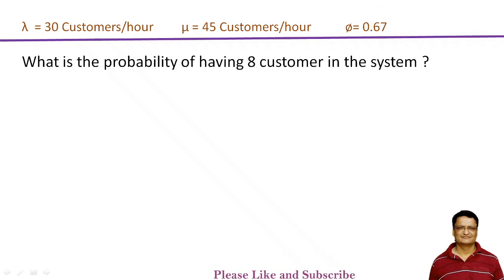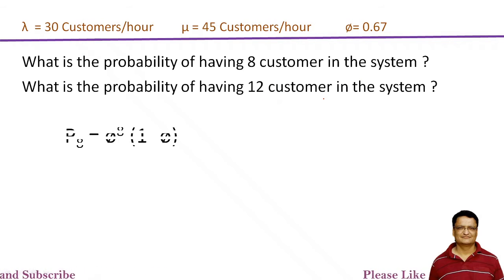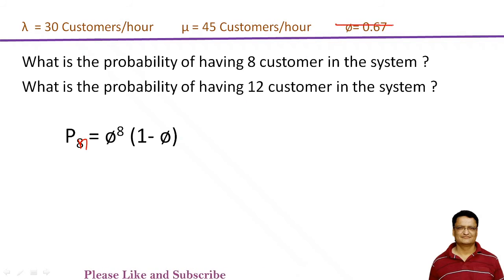What is the probability of having 8 customers in the system, or what is the probability of having 12 customers in the system, or any n number of customers in the system? The formula is Pn, which is equal to phi, which is nothing but this utilization factor, raised to n, in bracket 1 minus phi, bracket closed.